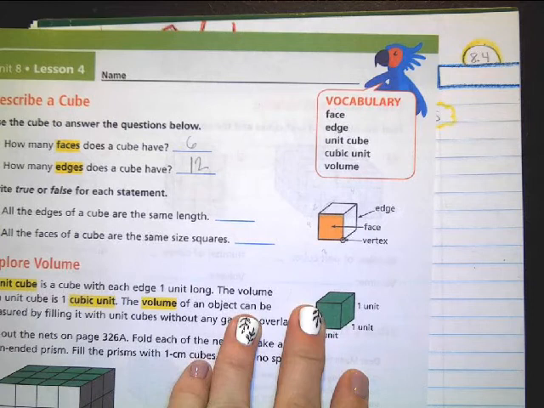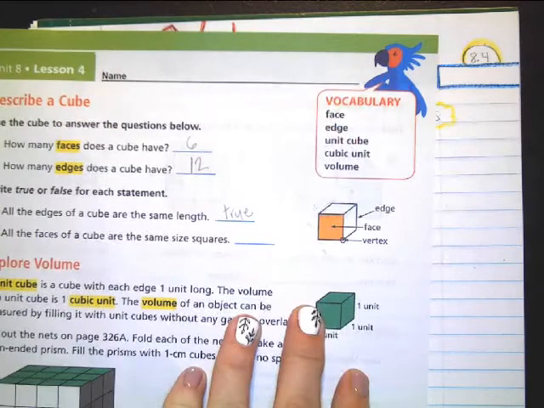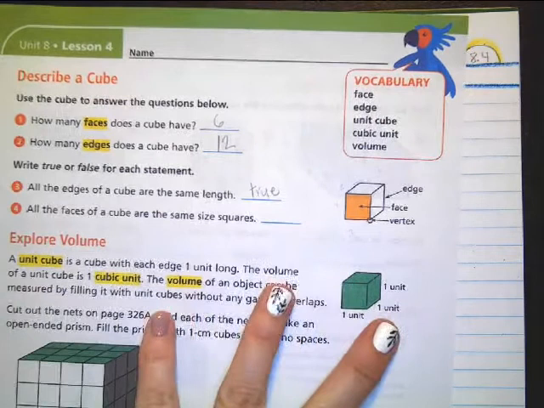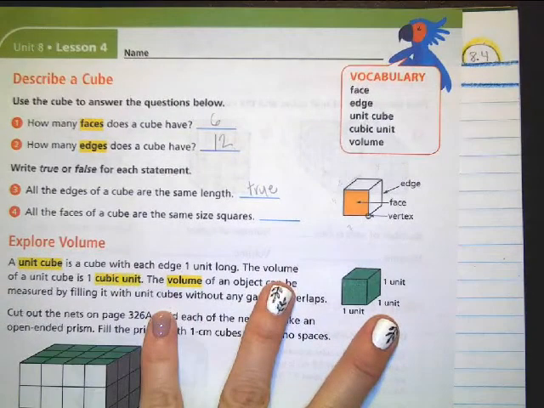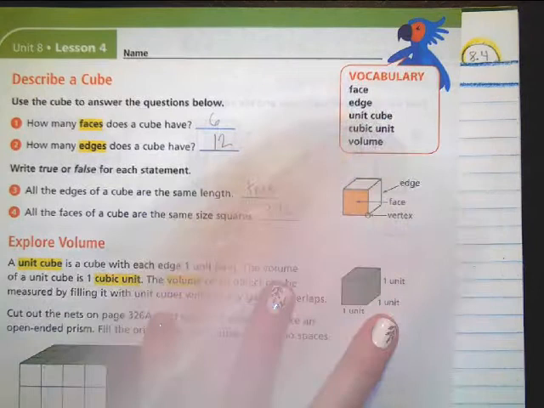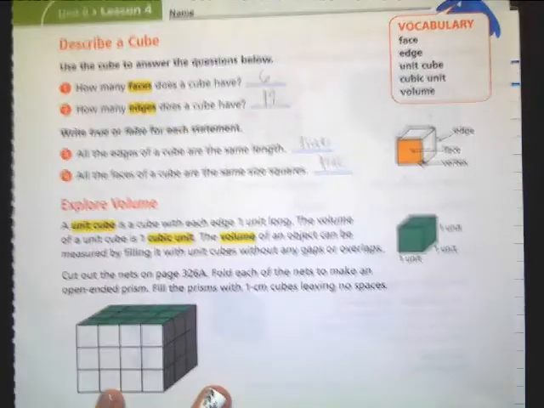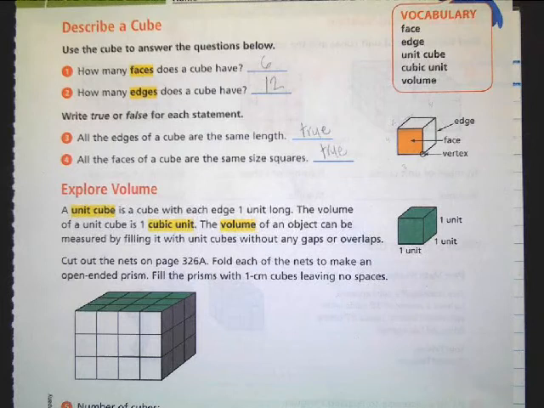So true or false? All the edges of a cube are the same length. That would be true. Because it's a cube, all sides are equal. What about the faces? Are they the same size squares? Yes, that is also true. Okay, so now that we know and understand a cube, let's read what a unit cube is.